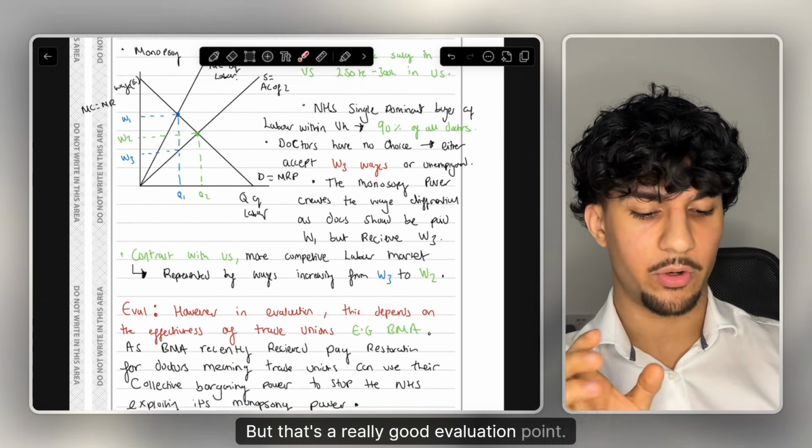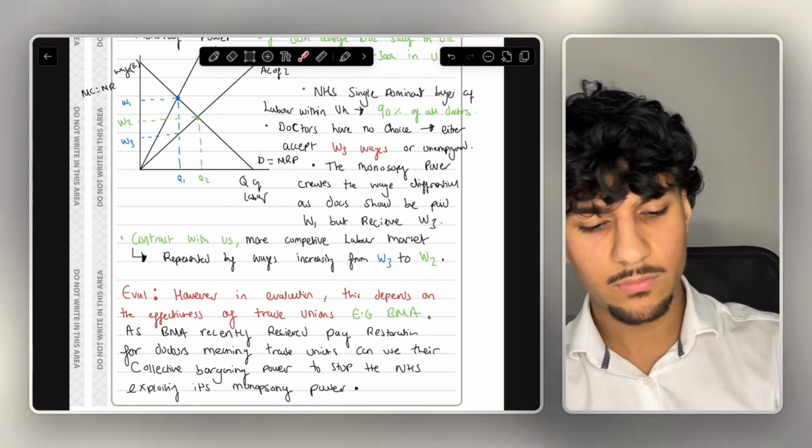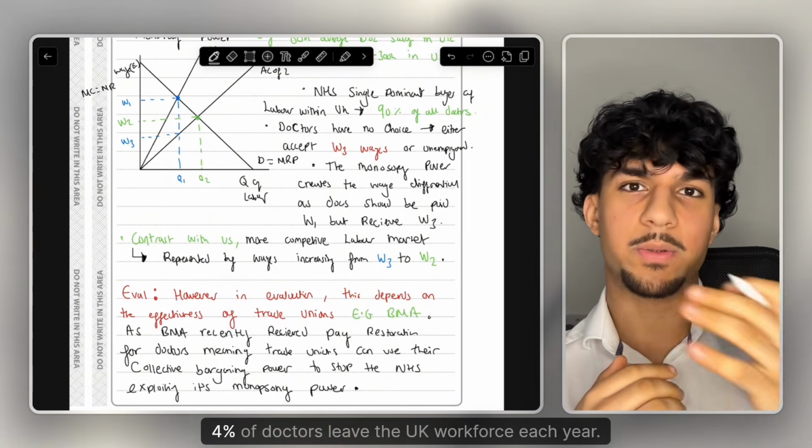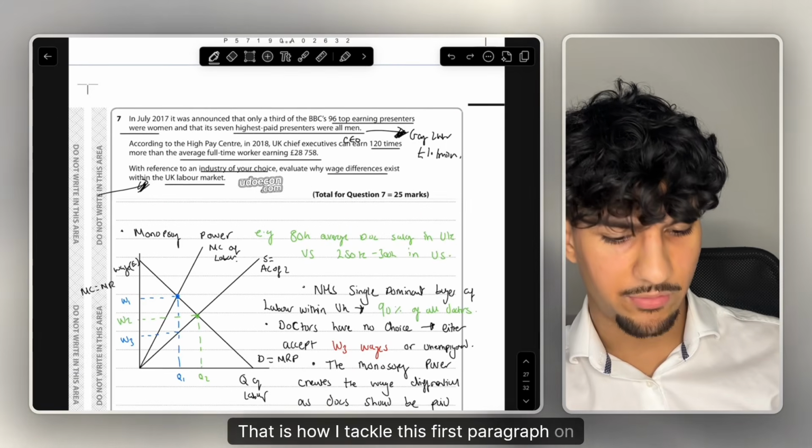But that's a really good evaluation point. So however, in evaluation, this depends on the levels of labour mobility. And it's a great start to back it up as well. 4% of doctors leave the UK workforce each year. But yeah, that is how I tackle this first paragraph on monopsonies.